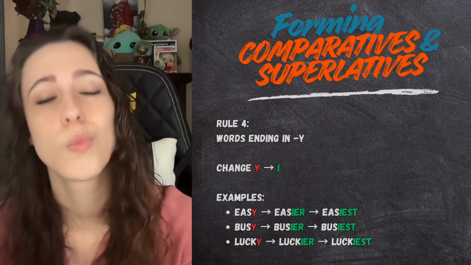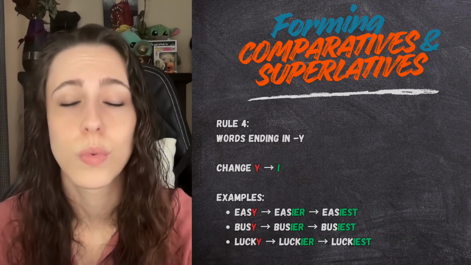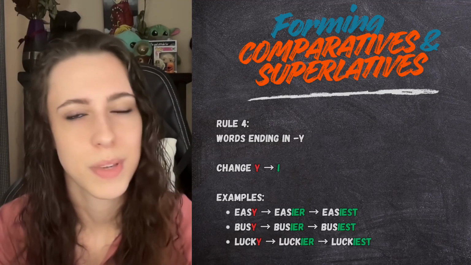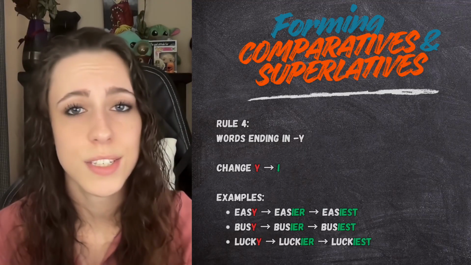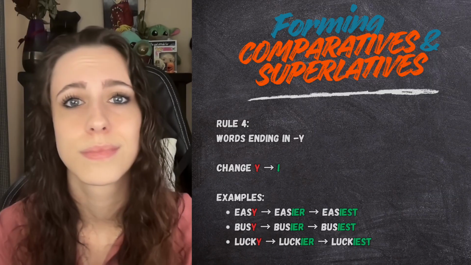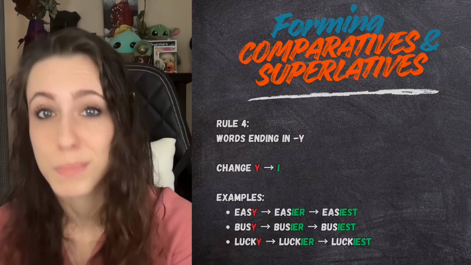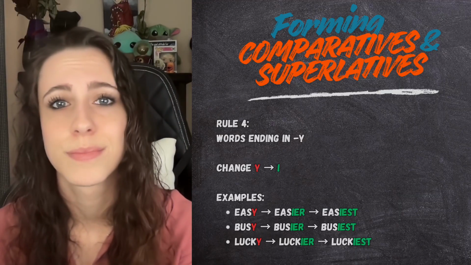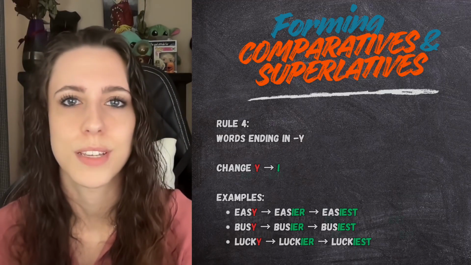Rule number 4, words ending with y. We want to replace the y with an I. Let's have a look at some examples. Easy, easier, easiest. Busy, busier, busiest. Lucky, luckier, luckiest. It's the spelling that mostly counts here.